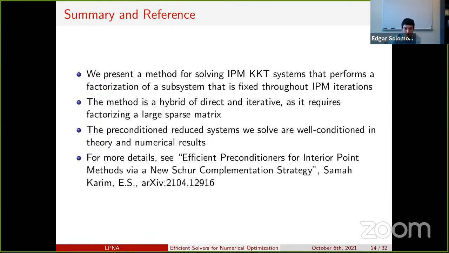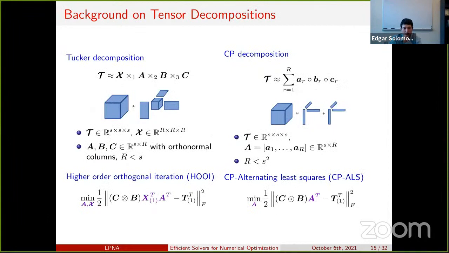Okay, thanks. So now we'll switch to talking about tensor decompositions. I'll talk about two types of tensor decompositions. One is known as Tucker, and the other is the CP decomposition, for CANDECOMP/PARAFAC or canonical polyadic. With the Tucker decomposition, we can think about it as a core tensor of the same order as the tensor we're trying to factorize, multiplied by a factor along each mode, where the factors have orthonormal columns.